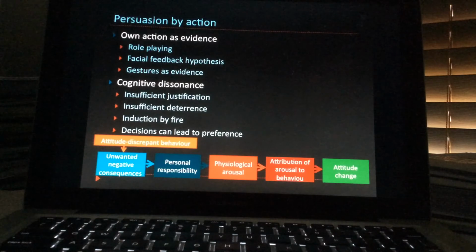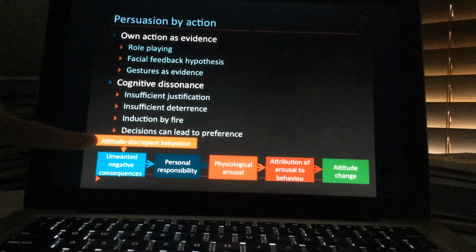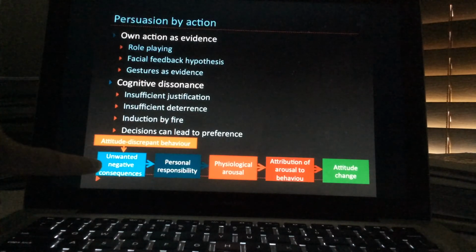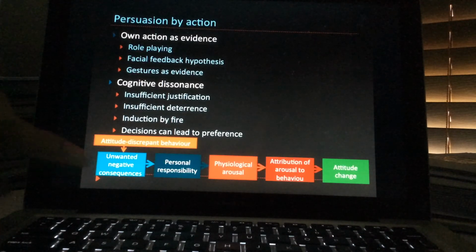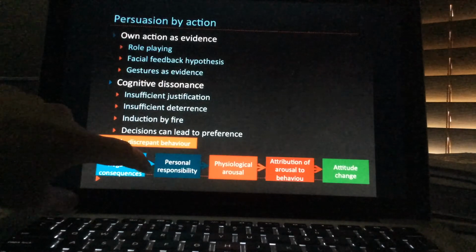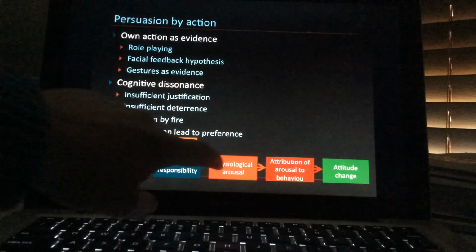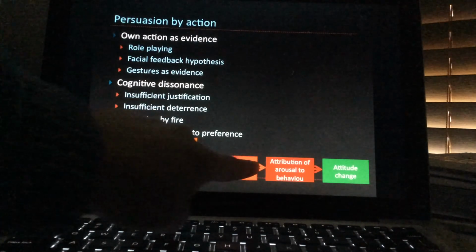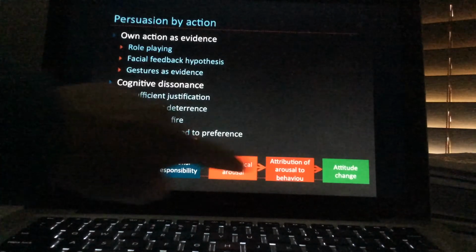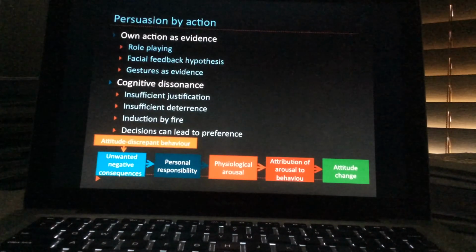Okay, I have here a little model that I'm going to show you really quickly. So attitude discrepant behaviors can lead to unwanted negative consequences. Right, we know this, but if they also lead to personal responsibility and physiological arousal and the attribution of the arousal to the attitude discrepant behavior, this can then lead to attitude change. Right, so at some point, it's probably really worth your while coming up with an example for yourself and going through that attitude discrepant behavior to attitude change model and seeing how it all fits in there.